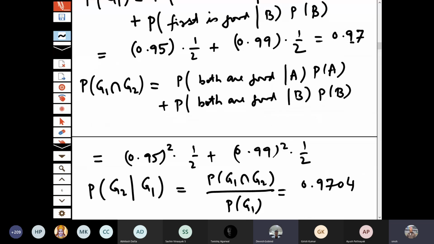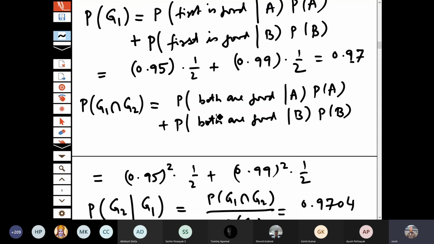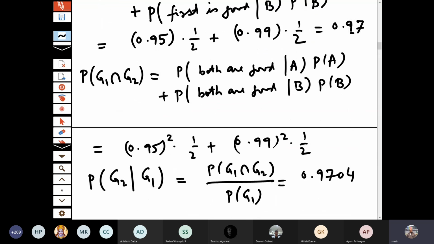Okay. Actually, what is the purpose of solving this problem? What I am saying is that the probability that the second is good given that the first one is also good is 0.97. What is the probability that the first one is good? That is 0.97. So the probability has increased.